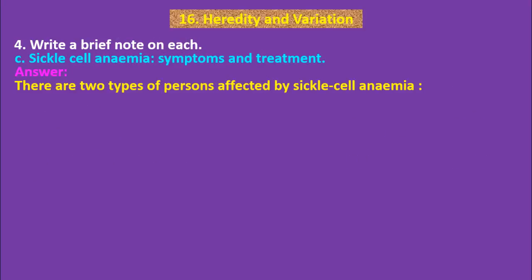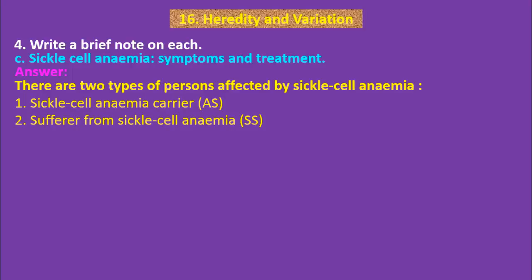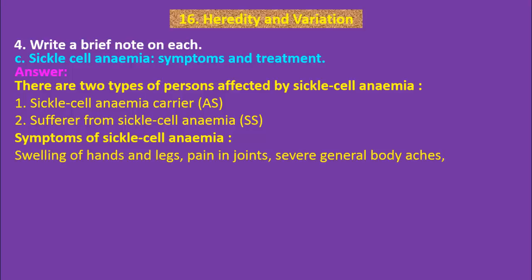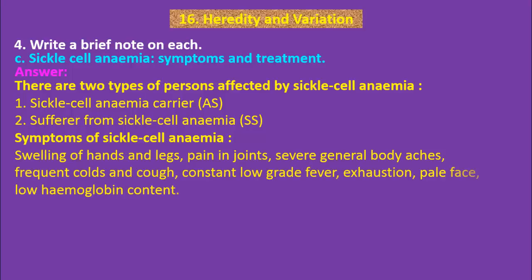There are two types of persons affected by sickle cell anemia. 1. Sickle cell anemia carrier, AS. 2. Sufferer from sickle cell anemia, SS. Symptoms of sickle cell anemia: swelling of hands and legs, pain in joints, severe general body aches, frequent colds and cough, constant low-grade fever, exhaustion, pale face, low hemoglobin content.